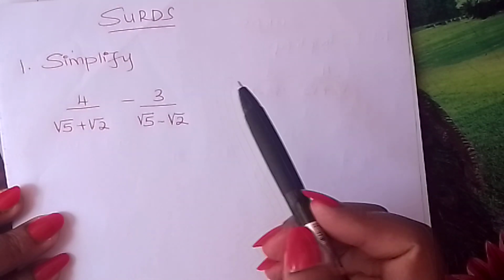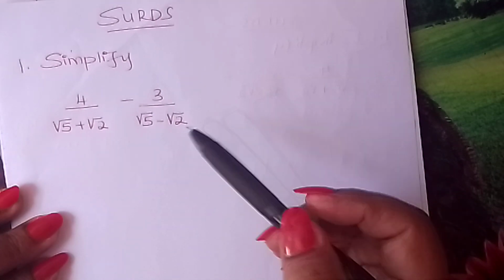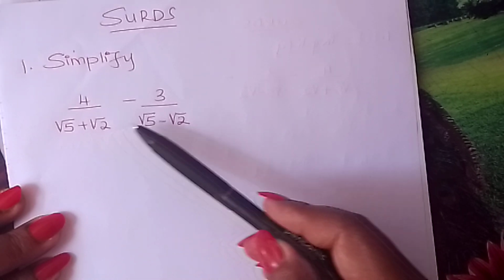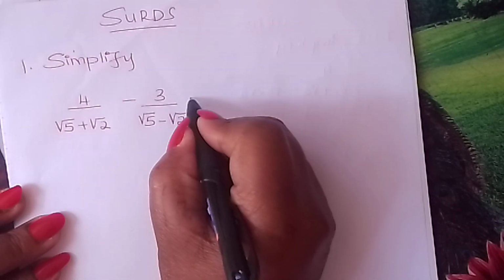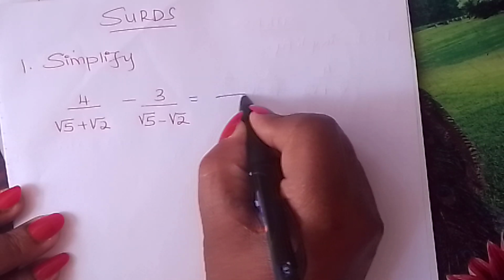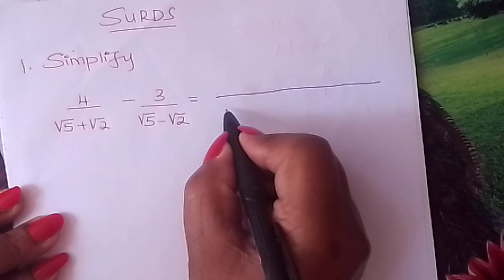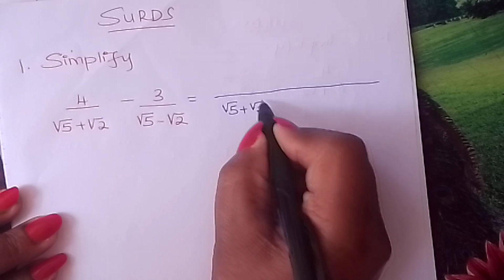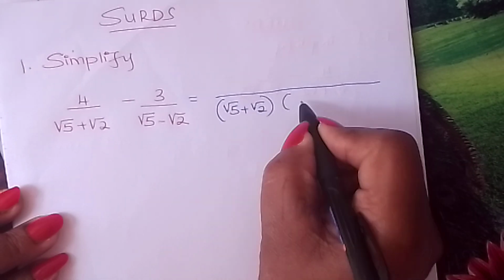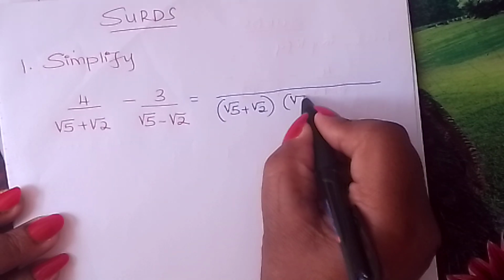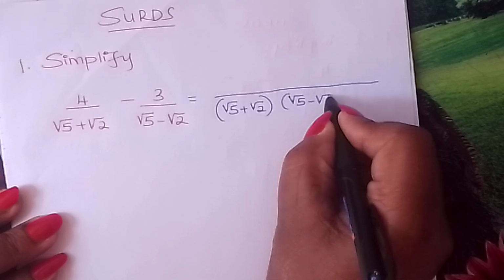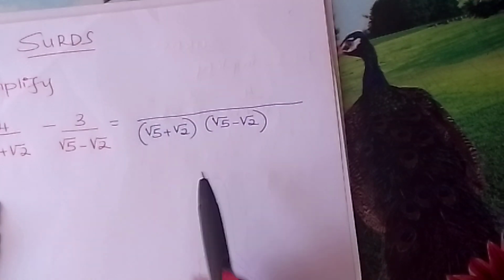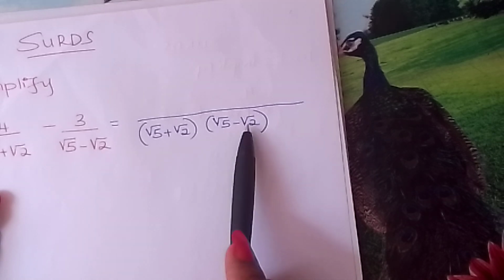There are 2 ways of doing it. Maybe I can just use one in the meeting. You first get the LCM of the denominators. For the LCM, you just bring the 2 denominators like this and multiply with the other one. From there, you move on.